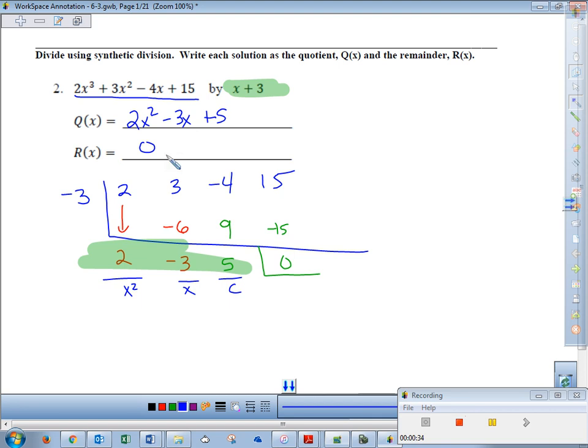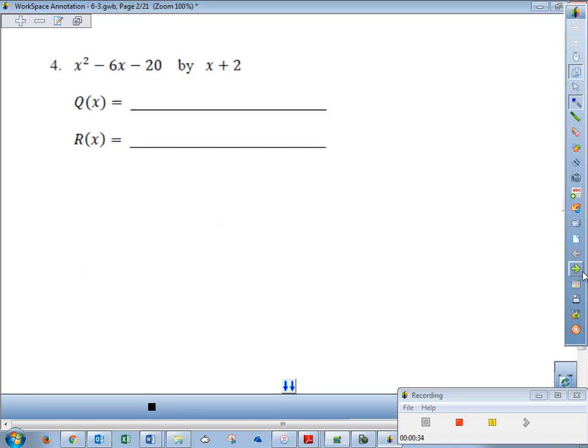Cool? When you are doing problems like this, the remainder will not always turn out to be 0. What we'll do in a few problems is that's where we wanted the remainder to be 0 because we're finding the roots of all these polynomials. These, they'll just say, please divide, right? So the remainder could be whatever. So let's jump down to number 4.